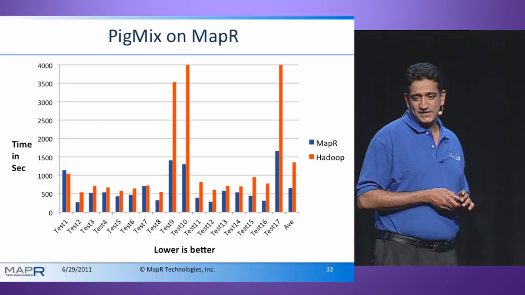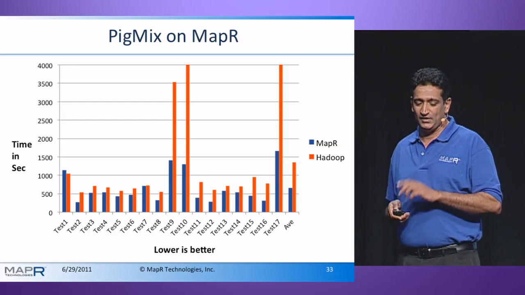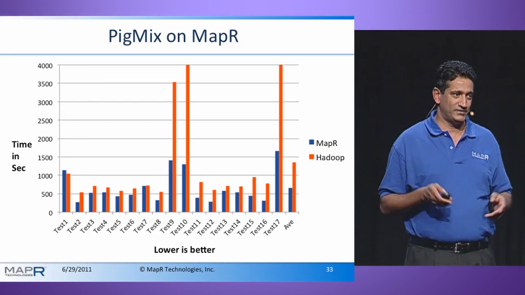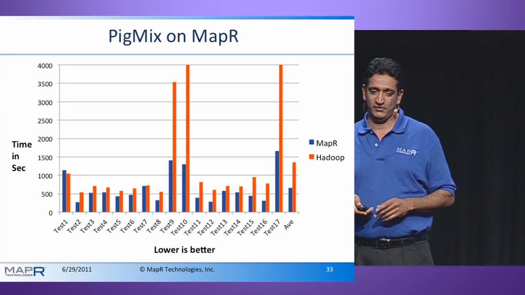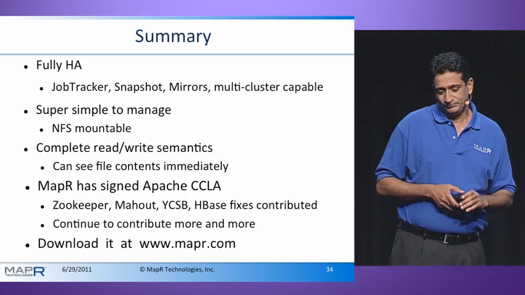Tried out with PigMix. Again, the blue bars are MapR. The orange bars are Apache Hadoop. And it seemed to be OK in some tests, seemed to be not so OK in some tests. So overall, pretty good. So we were happy, and we decided to release the product.